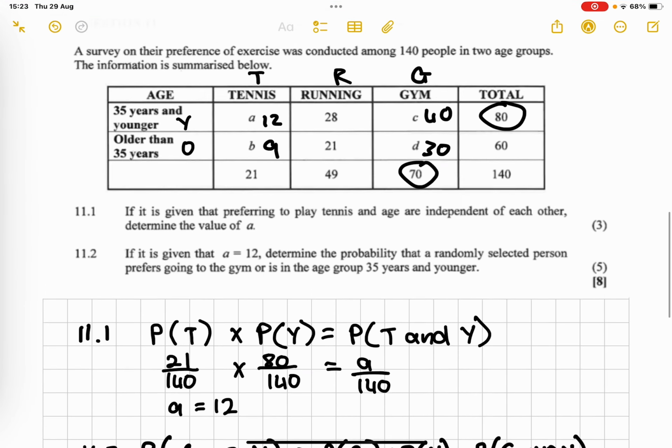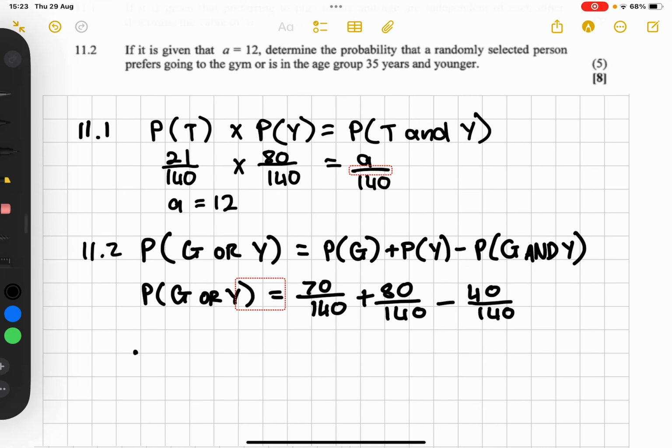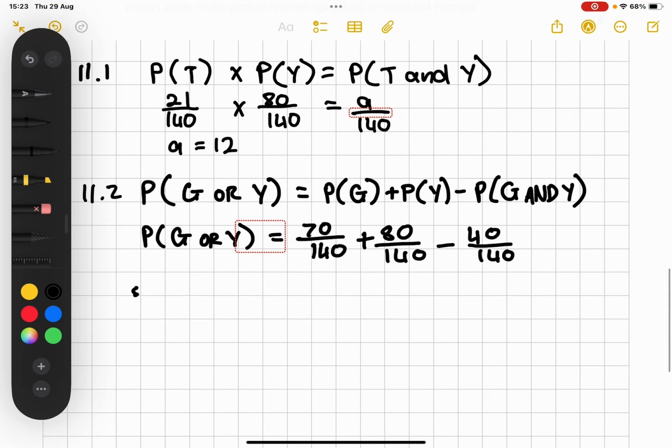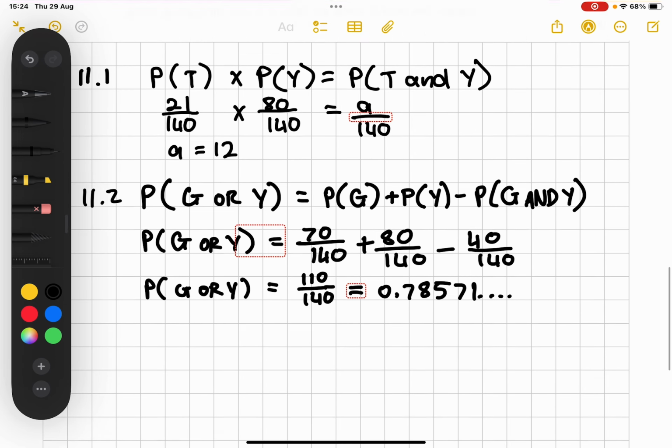If I pop this in the calculator, that is going to give us a value of 11 over 14, which is 110 over 140, which is then also equal to 0.78571.